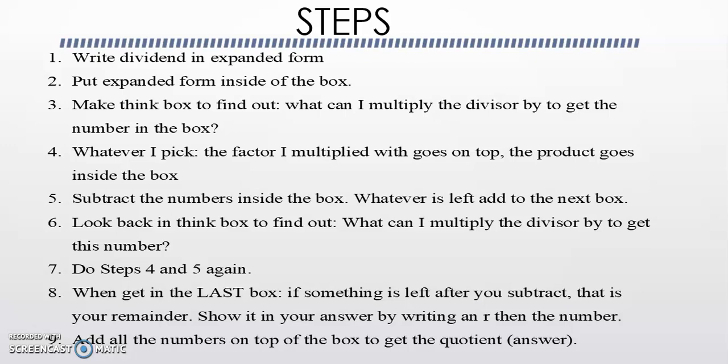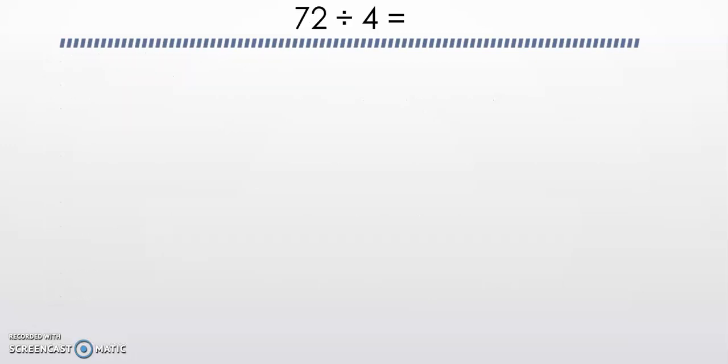Then you're going to make a think box where you are trying to find the number that fits inside your box. Whatever you pick, the factor that you're going to multiply with goes on top, and your product goes inside. Then you subtract the numbers that you have inside, and what's left is added to the next box. And then you go back to your think box and find what you need. All right, let's see how this looks.